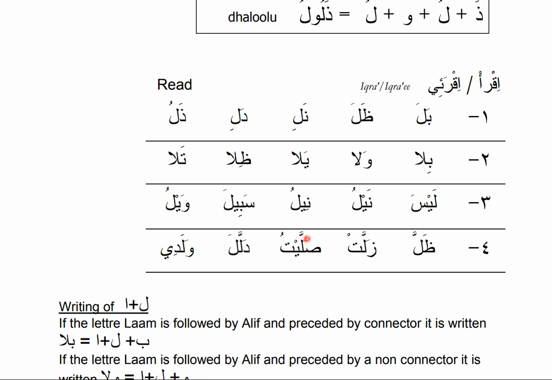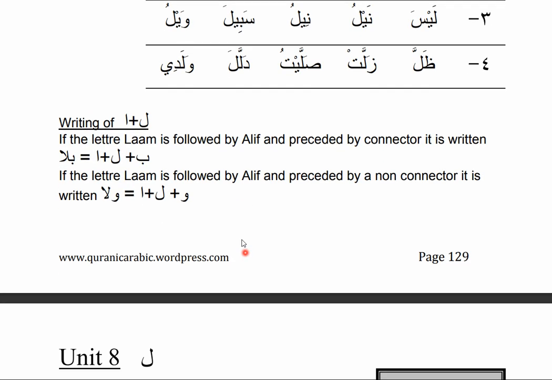Because there is a shadda, and shadda means you have two lams coming together. So dalla, it's a light dal, it's dalla. And waladi, waladi means my boy. So there is a short important note here. Writing of lam and alif.